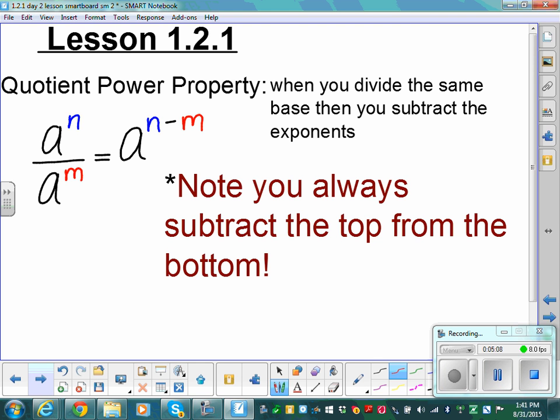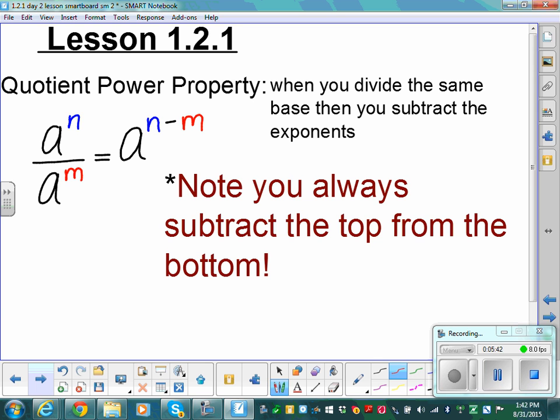Okay, so the quotient power property. It says when you divide the same base, then you will subtract the exponents. So once again, if you're dividing the same base, then you're going to subtract the exponents. So I have a to the n divided by a to the m. Does everybody see how I'm dividing the same base? So then I subtract my exponents. Now here's a very important thing. You always have to subtract the top from the bottom.